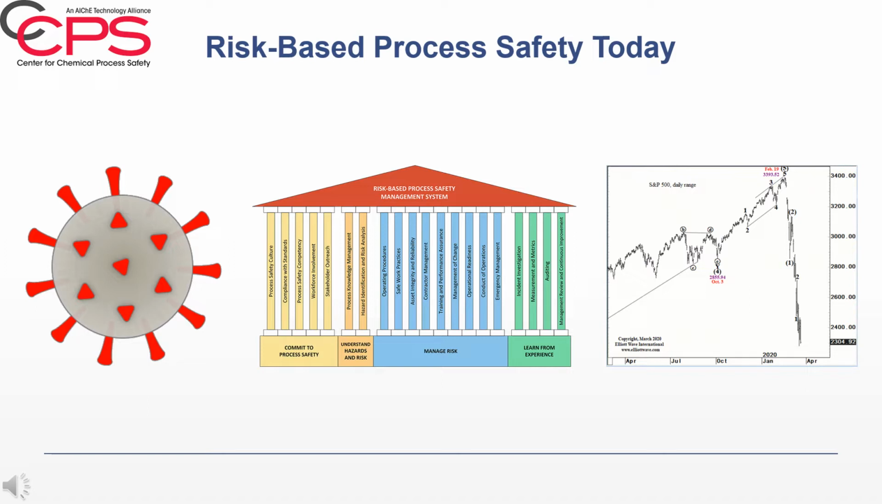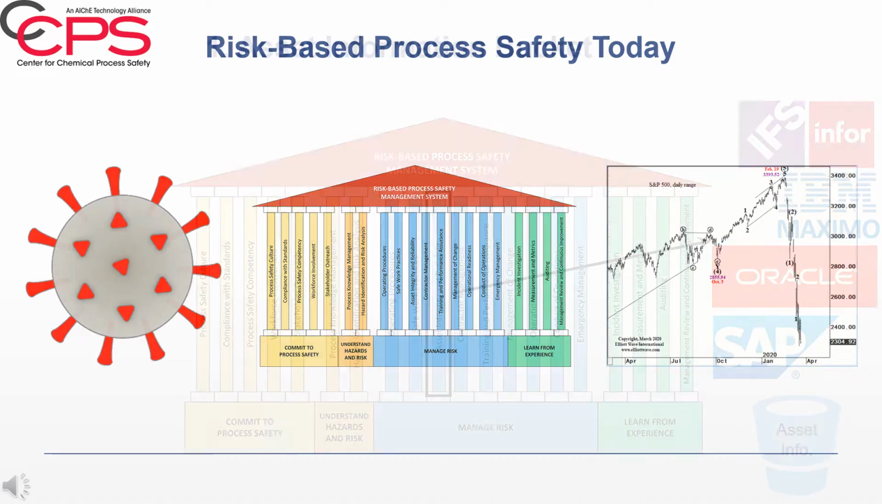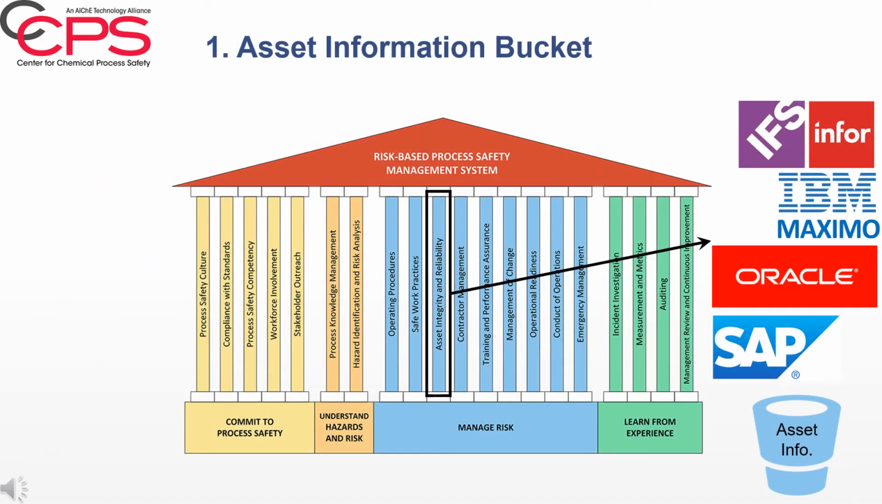If we look at everything needed for satisfying risk-based process safety requirements, we see three large buckets. First is the asset information bucket. This is normally managed by asset or maintenance management applications. Some of the popular ones are shown here.